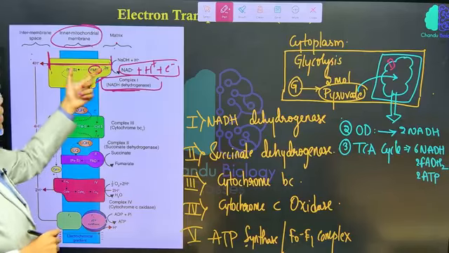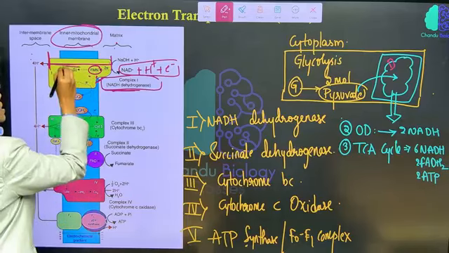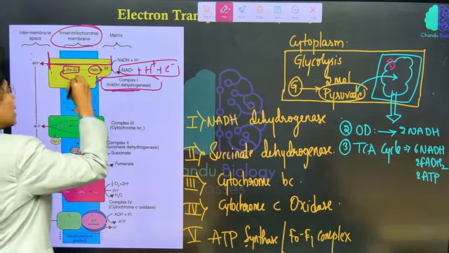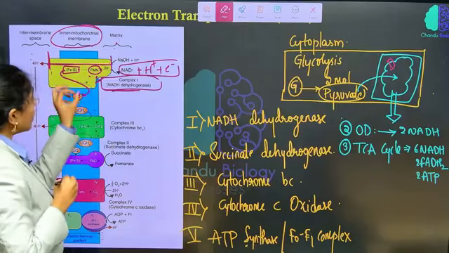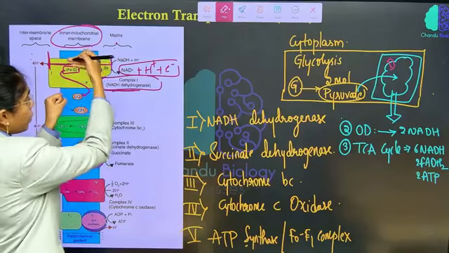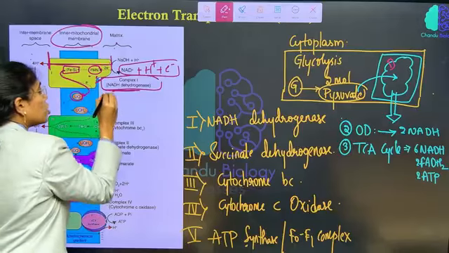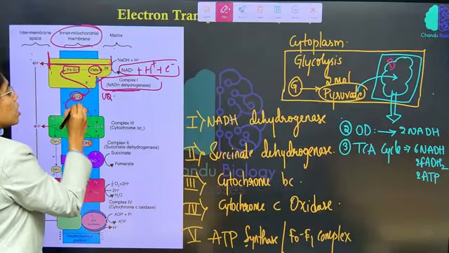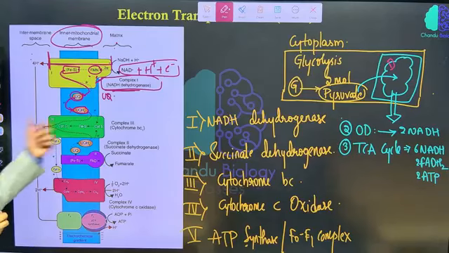So FMN accepting the electrons will give them out to the iron sulfur complex. The iron sulfur complex will again pass the electrons to a mobile electron carrier, which carries electrons from complex 1 to complex 3, and that mobile electron carrier is ubiquinone. Ubiquinone accepting the electrons will turn to hydroubiquinone, or ubiquinol, you can say.